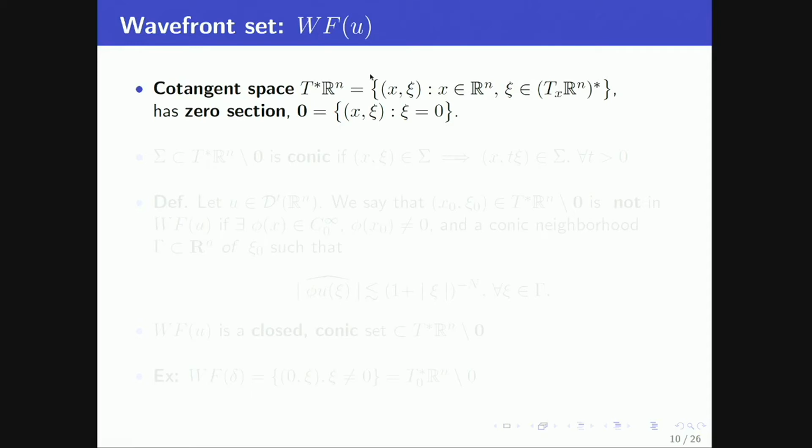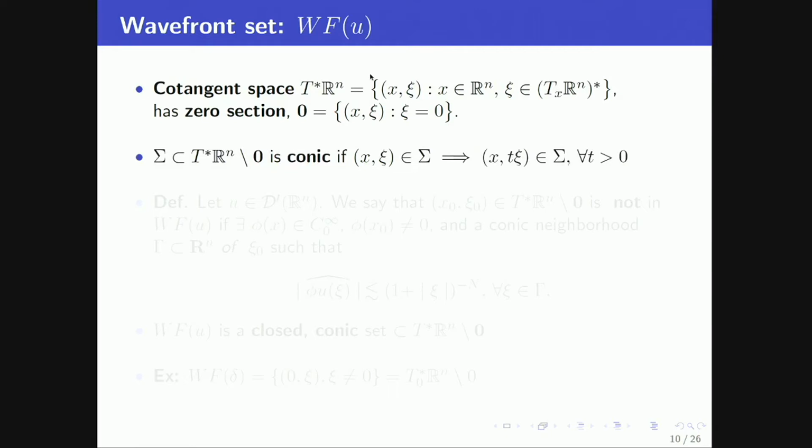So the cotangent space of Rn consists of pairs (x, ξ), where x is an element of the spatial variable x in Rn, and ξ is a linear functional on the tangent space of Rn at the point x. In other words, it's a cotangent vector. Since I'm not a physicist, I won't call this a momentum, but you're free to think of it that way if you want to. And this has a distinguished subset, which is the zero section, where ξ equals 0. And since we're working in homogeneous microlocal analysis, typically we will work away from the zero section.